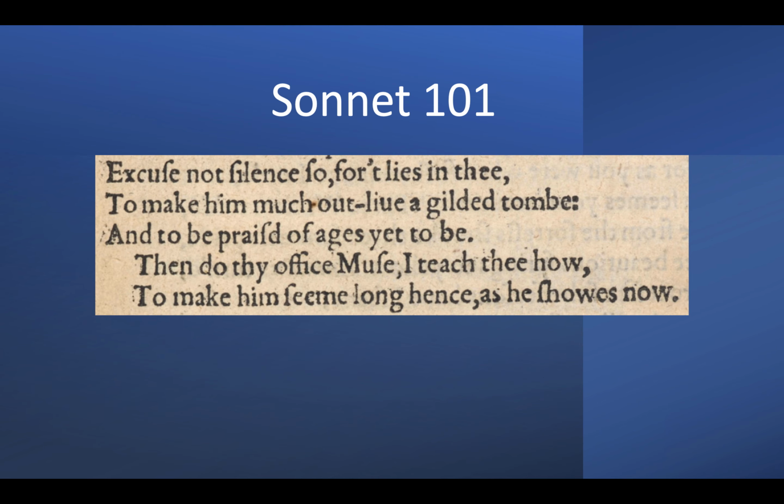Sonnet 101, which is where I'm going to conclude this section for the most part. Excuse not silence, so 40 lies in thee, to make him much outlive a gilded tomb, and to be praised of ages yet to be. Then do thy office, muse, I teach thee how, to make him seem long hence as he shows now. Indeed he does. You've got that 10 there. To seem 10 hence as he shows now.